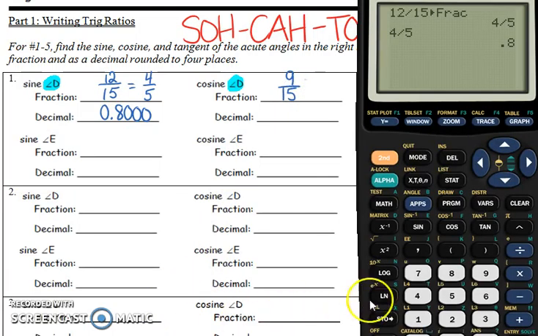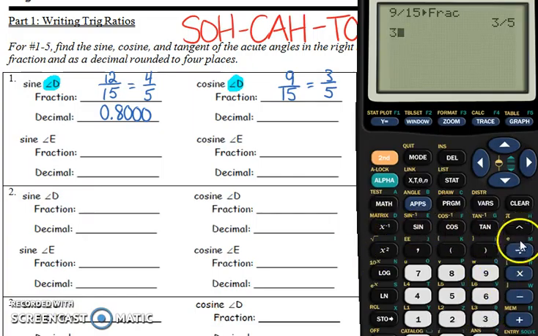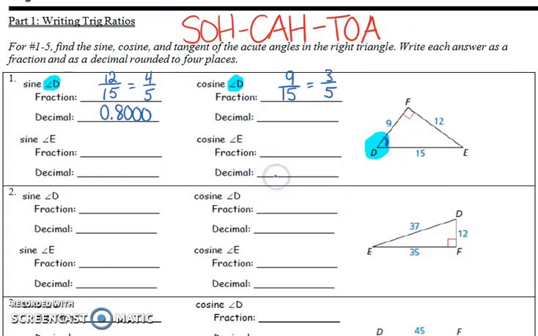Now 9 over 15 does and should reduce. So 9 over 15 as a fraction reduces to 3/5. And as a decimal, 3 divided by 5, or you could have typed 9 divided by 15, it's the same thing, is 0.6. And again, nothing comes after the 6, so we could just put 3 zeros if you would like. So that's how you find the sine and the cosine ratios. I will save finding the sine of angle E, the cosine of angle E, as well as number 2 and 3 for you to do on your own.